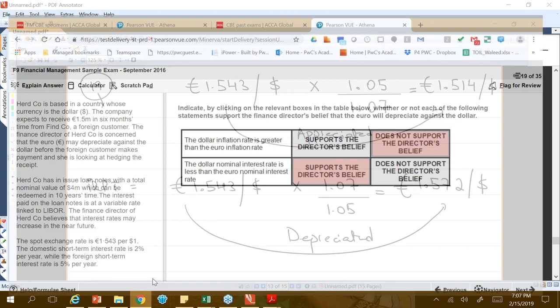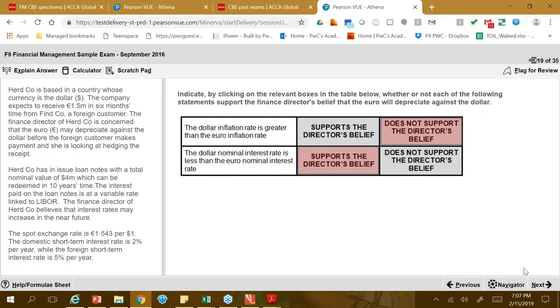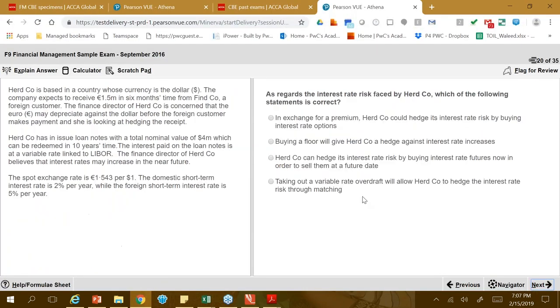Really good one, but really complex one in the exam. So please always work with simple numbers on such sort of questions. Last one here.